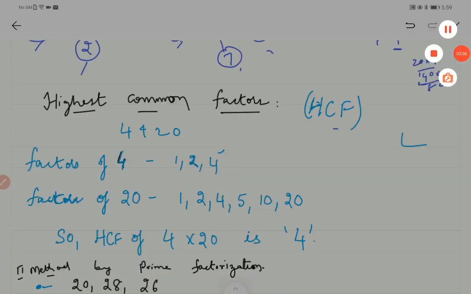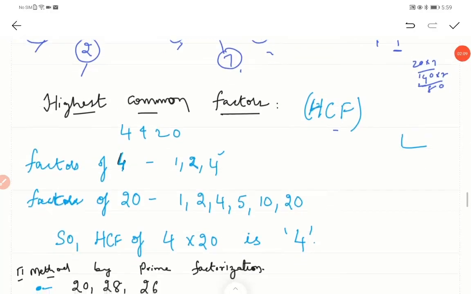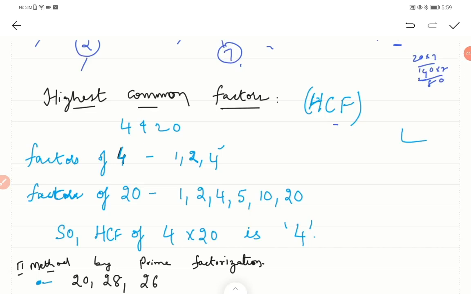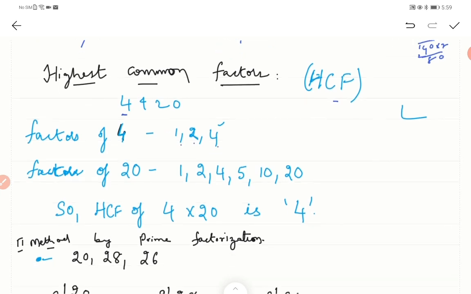I hope everyone remembers. If it is 4, we used to take the factors like this. For 4, 1, 2 and 4 are the factors. For 20 you have these many: 1, 2, 4, 5, 10, 20, isn't it? So this 20 comes under all these numbers' tables, so these become factors of 20. Out of these, what are the common numbers, your common factors? It is 1 and 2.